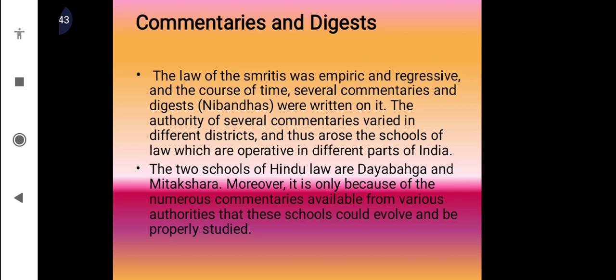Then commentaries and digests. The law of the Smritis was empiric and regressive in the course of time. Several commentaries and digests, Nibandhas, were written on it. The authority of several commentaries varied in different districts, and thus arose the schools of law which are operative in different parts of India.